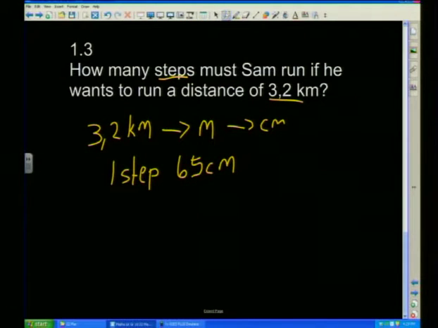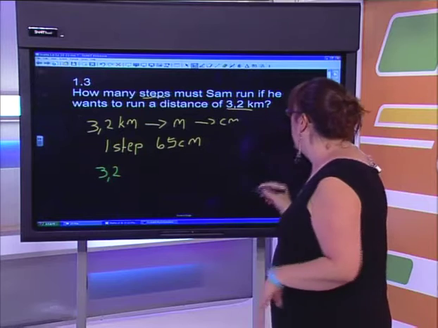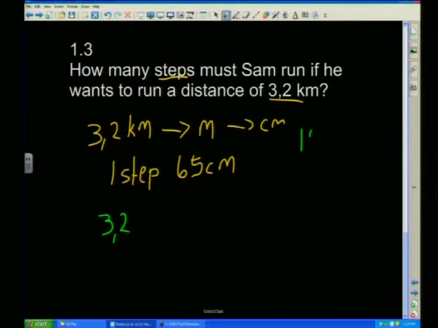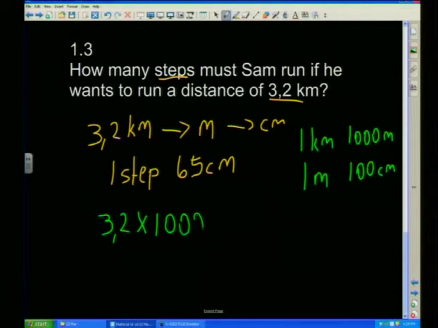Right, first of all, let's use a different color. So I'm going to say 3.2. Right, I'm going from kilometers. Now I know that 1 kilometer is 1,000 meters, and I've already got that 1 meter is 100 centimeters. Just rewriting it, so we've got it on the board at the moment. So I'm going from a small number to a big number, I need to times, and I'm going to times by 1,000.